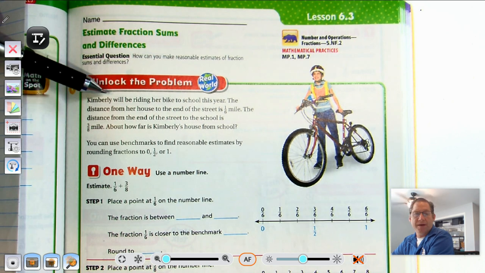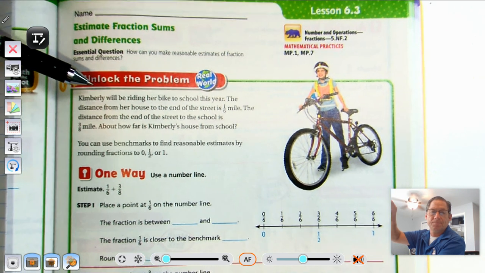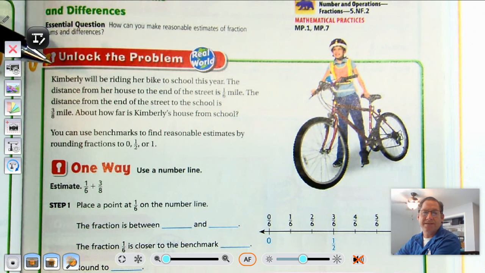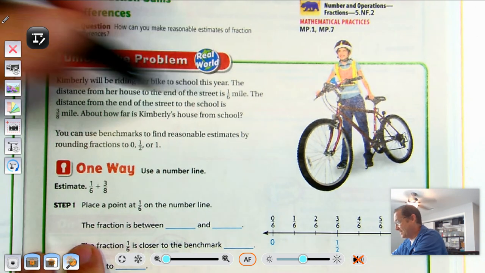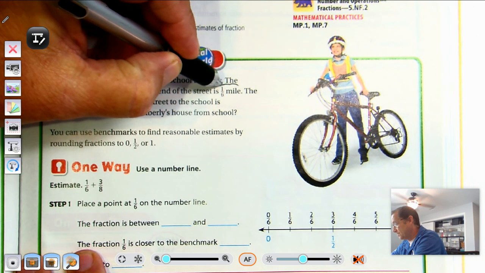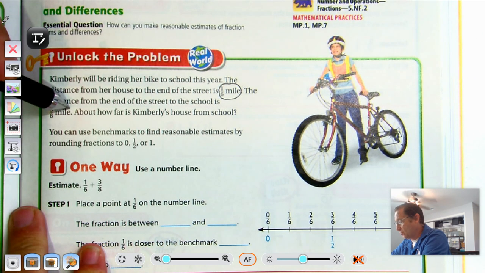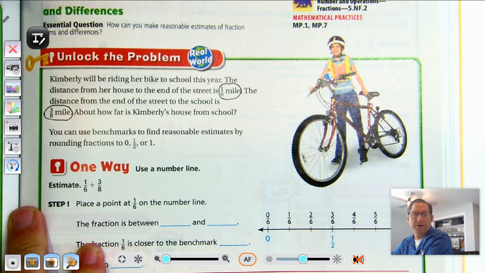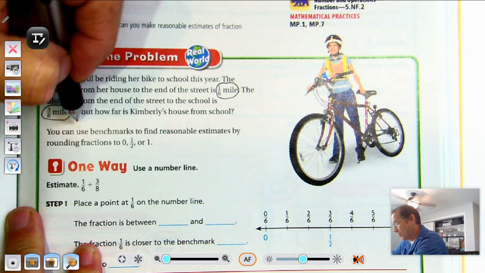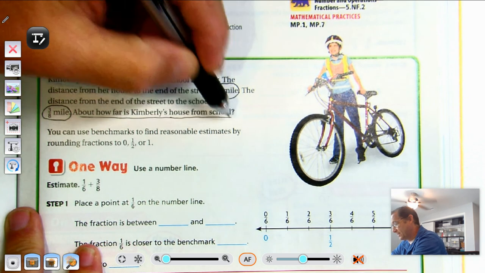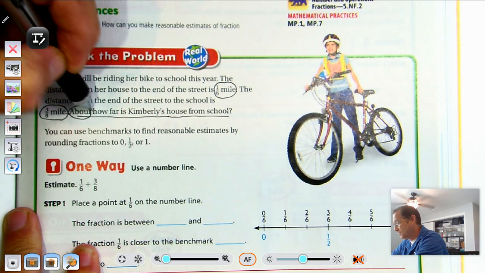Kimberly will be riding her bike to school this year. The distance from her house to the end of the street is 1/6 mile. The distance from the end of the street to the school is about 3/8 mile. About how far is Kimberly's house from the school?